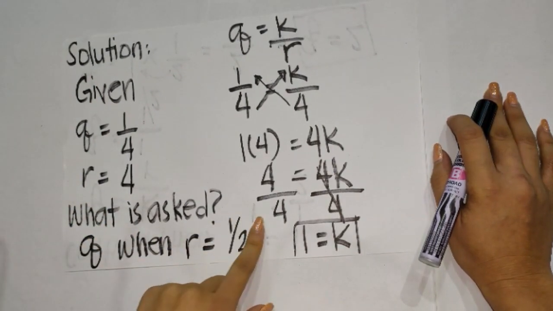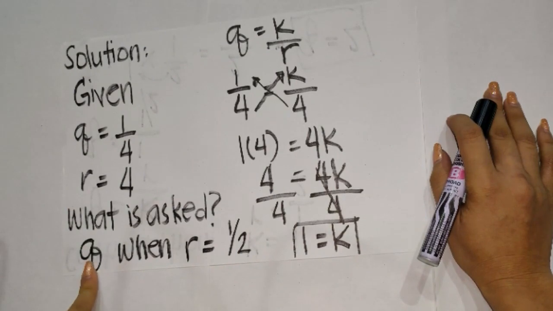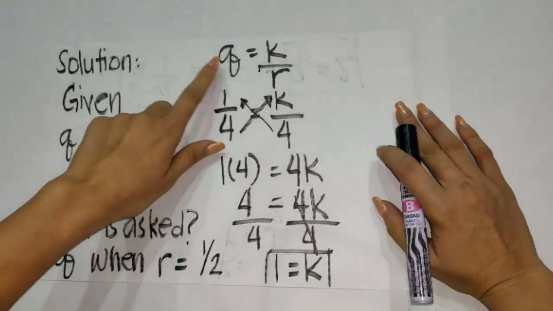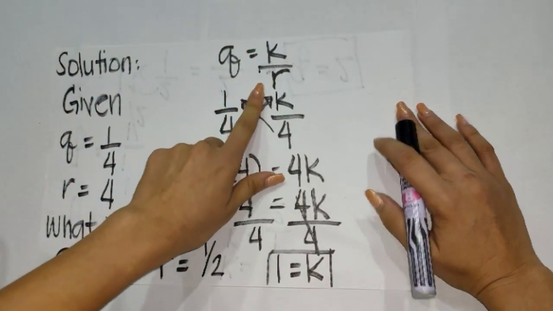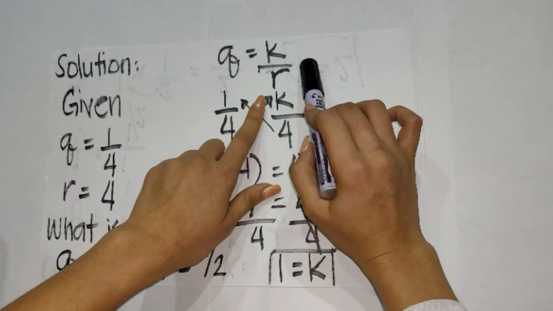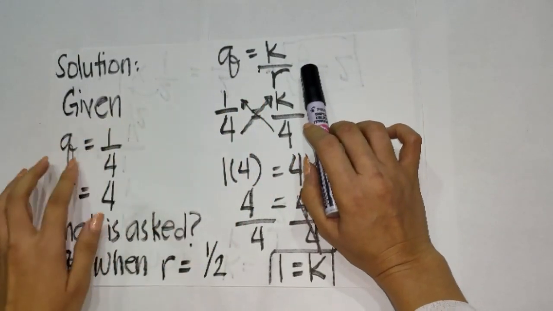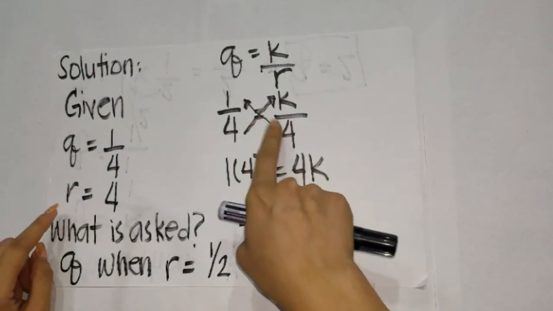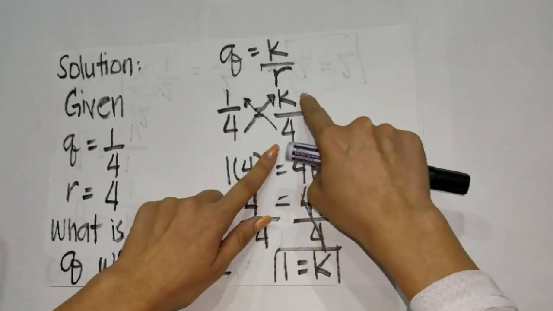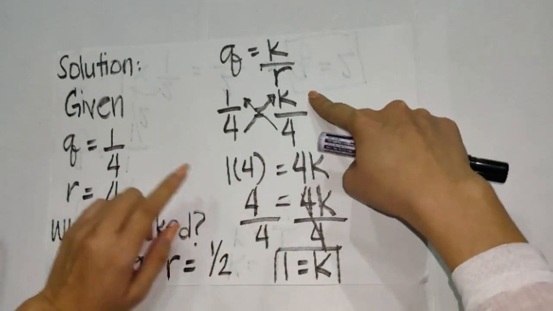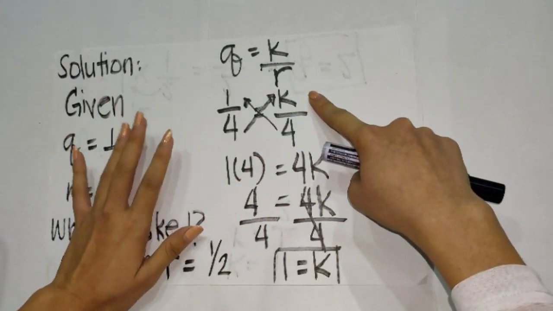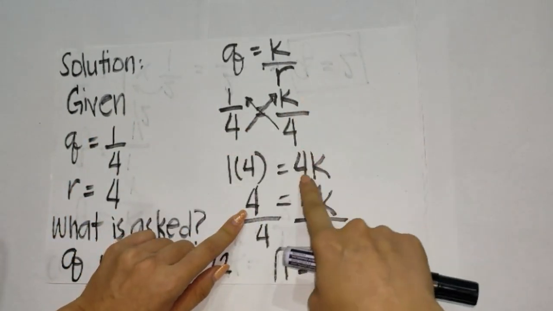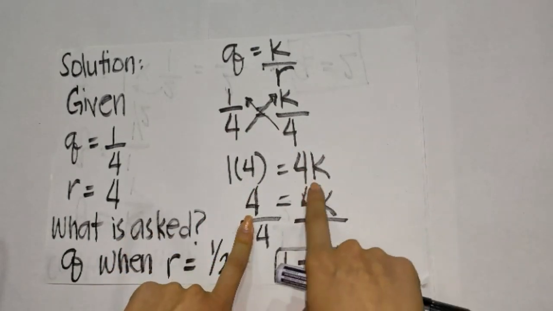But what is asked in our problem? What is the value of Q when our R is equal to 1/2? So here we have Q is equal to K over R as our expression for our inverse variation. So again, copy the value of Q, which is 1/4, is equal to K over the value of R, which is 4. Kasi si K yung hinahanap natin sa unang solution na gagawin natin. So again, proceed to cross multiplication. 1 times 4, that is 4. Then 4 times K, that is 4K. Then copy 4K.